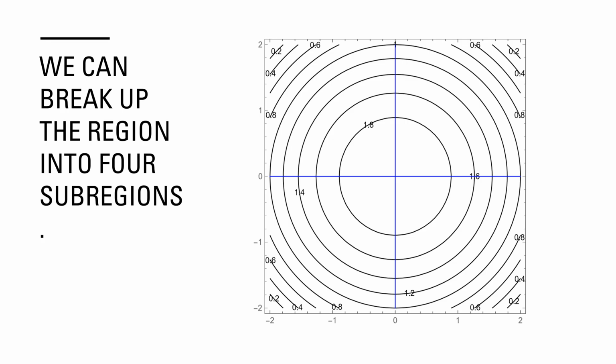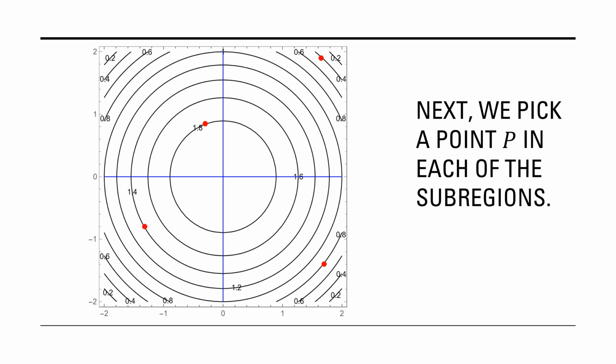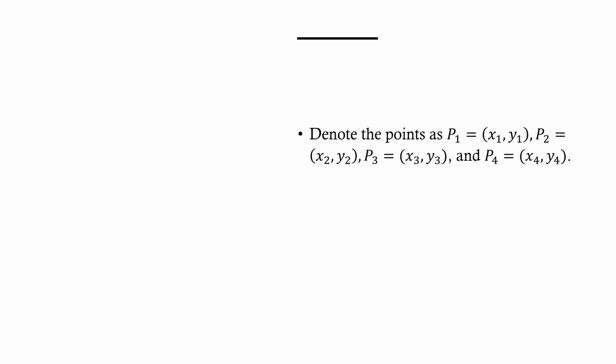So our next step when we were doing this in Calc 1 was to pick a point in each subinterval. We do the same thing here, and we're going to pick points in each of the subregions. So we can see here in this subregion we pick this point, in this subregion we pick this point, and this point, and this point. And in this case I'm picking them right on the level curves, so it'll be easy to tell what the height of the function is at each of those points. So we'll denote these 4 points we picked: P1 is (x1, y1), P2 is (x2, y2), P3 is (x3, y3), P4 is (x4, y4).